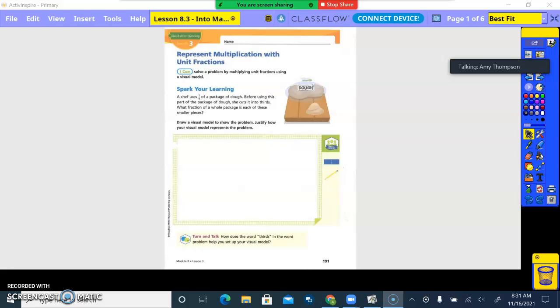Fifth grade math, lesson 8.3, represent multiplication with unit fractions. I can solve a problem by multiplying unit fractions using a visual model.